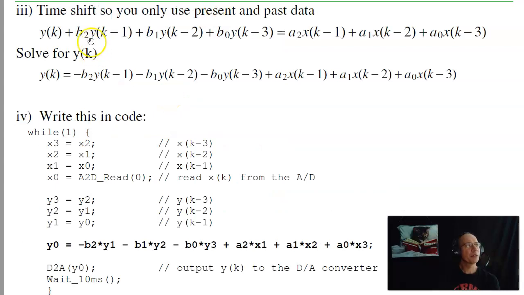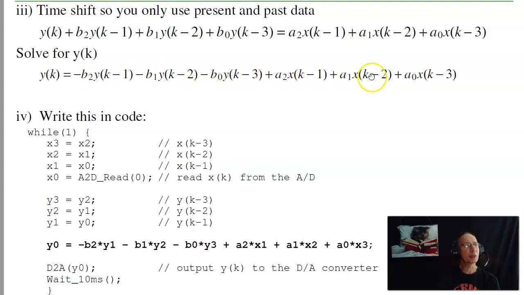If I do a change in variable and shift everything by 3, so I no longer have y of k plus 3, I have y of k, the present output, as a function of the previous output, 2 samples ago, 3 samples ago, and the inputs. Solve for the current output, and the current output is a function of the previous outputs, the current input, and the previous inputs. This I can implement.